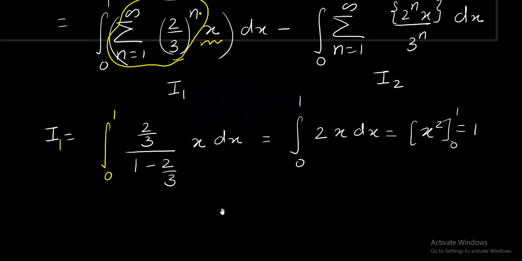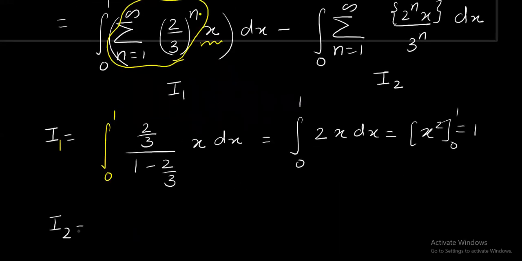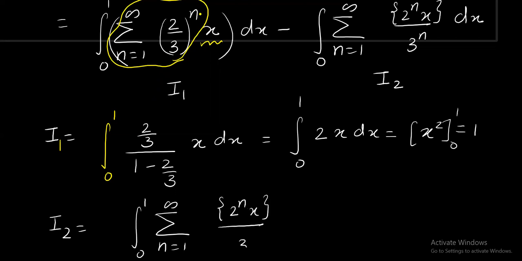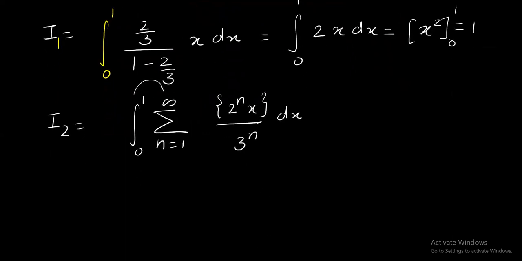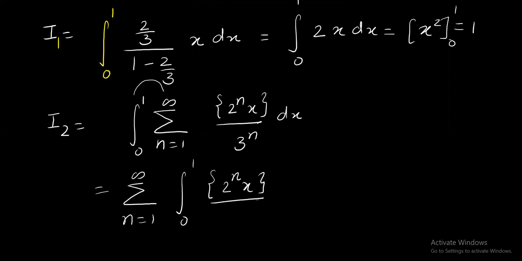So the major part of the question is actually I2, how we are going to handle it. The question says that you have to integrate 0 to 1, sigma n is from 1 to infinity, then we have fractional part 2 power nx upon 3 power n dx. What I'm going to do here is, first of all, I'm just going to interchange the sigma and the integral sign over here. We will be writing it like this. This is sigma n is from 1 to infinity, integral 0 to 1, fractional part 2 power nx upon 3 raised to the power n dx.